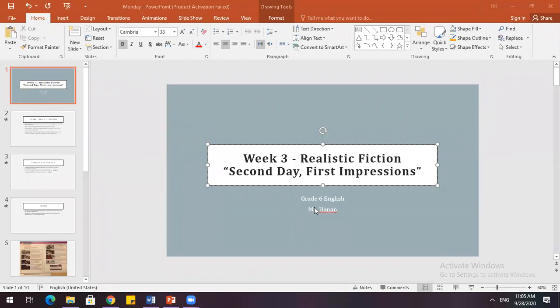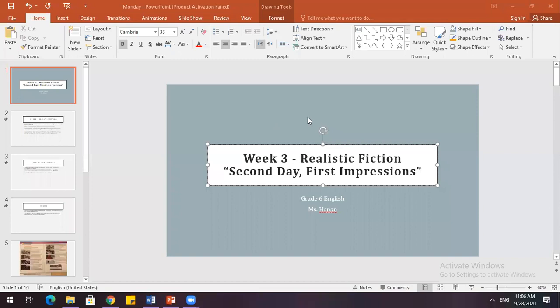Okay, so we're up to 22 in the meeting. Let's go ahead and start. Okay, so we're doing another week of realistic fiction, the same genre as last week. Who can remind me what the features of realistic fiction are?